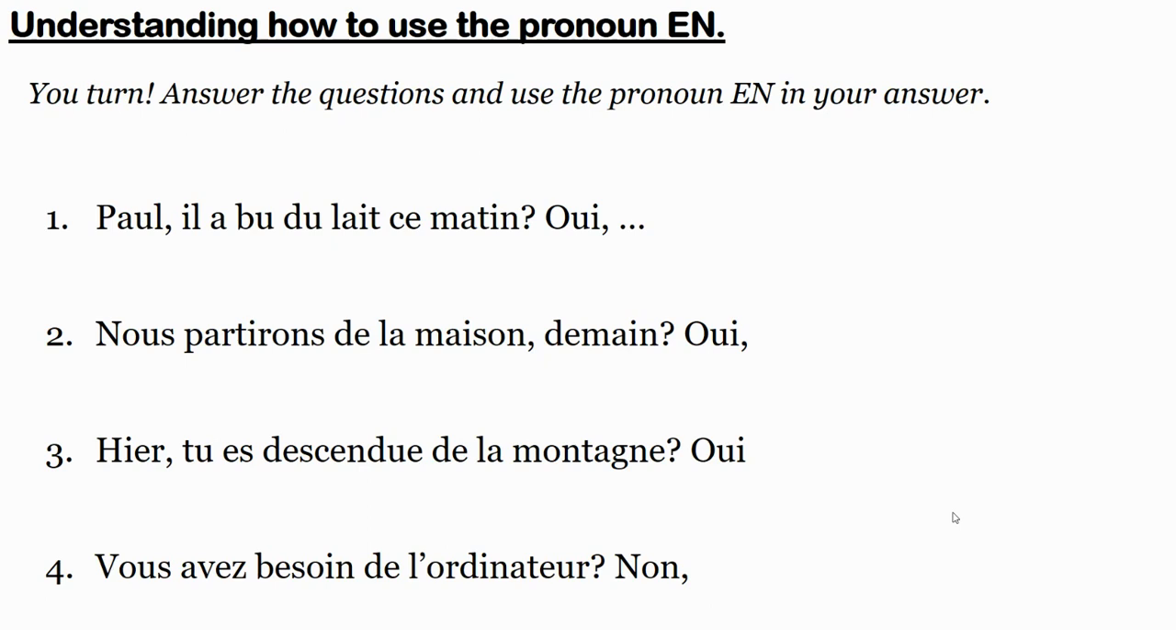So you should have, for number 1, Paul, il a bu du lait ce matin. You should have noticed that the repetition is going to be du lait because you have du followed by a noun. And your answer is oui, il en a bu ce matin. Did he drink milk this morning or some milk this morning? Yes, he drank some of it this morning. And that's how we use en.